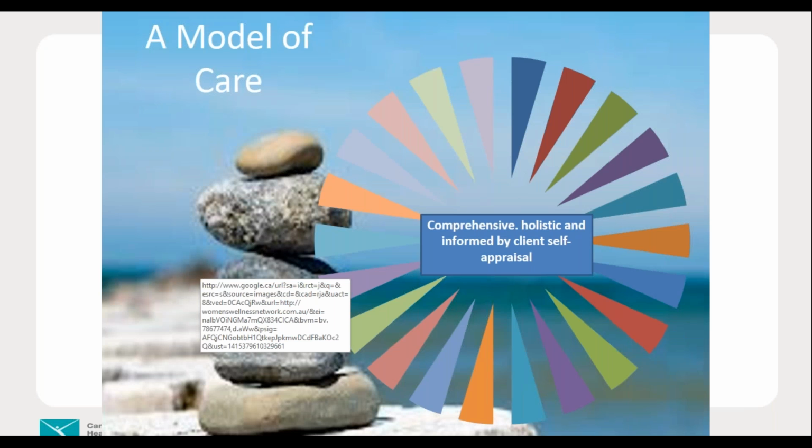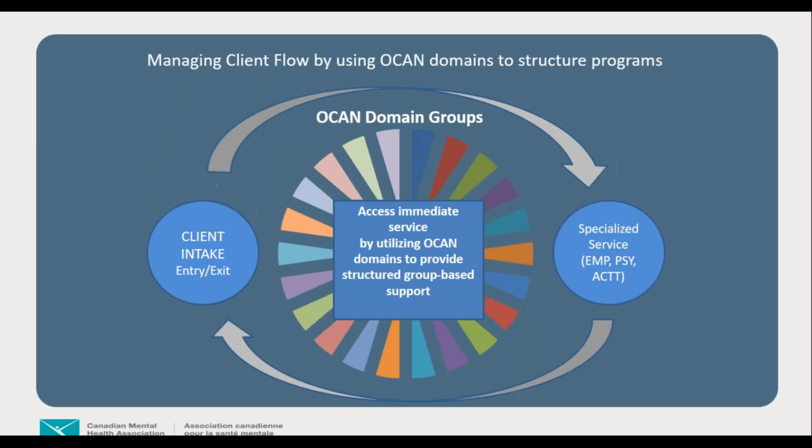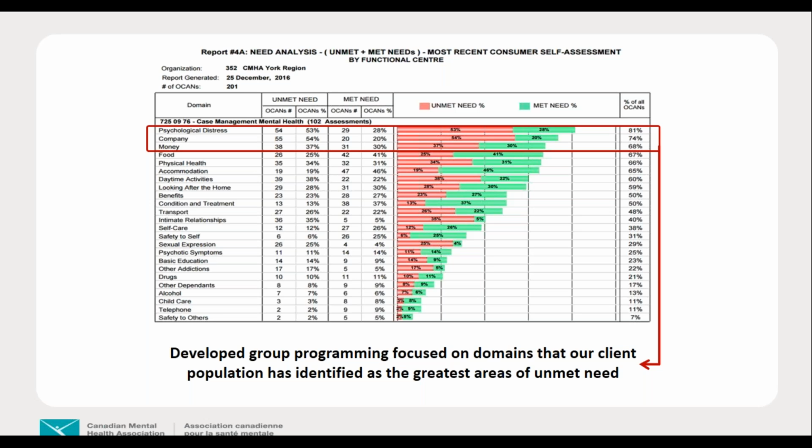So this is the model of care that we wanted to look at, a model of care based on OCAN domains. This is an example of that model of care and how we would manage client flow by using the OCAN domains to structure programs. A consumer would have an intake assessment at point of entry into our programs. While they're waiting for a specified service, for example, our employment program, psychotherapy, clinical counseling, or our community treatment team, they would have immediate access to services by utilizing the OCAN domains to provide structured group-based support.